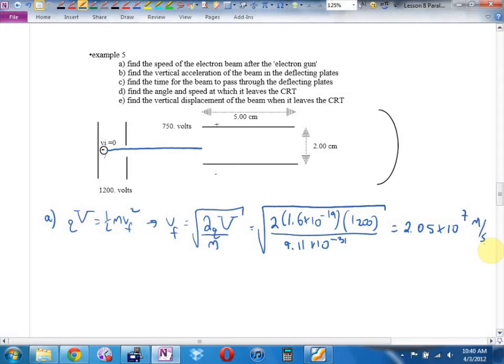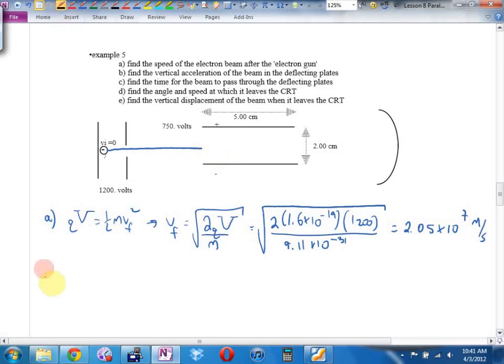So look up. The electron does this. And then it hits this section. Right when it gets here, which way will it start to feel a force? Which way will it start to feel an electric field? Which way will it start to want to move, up or down? Up. It's going to get deflected.